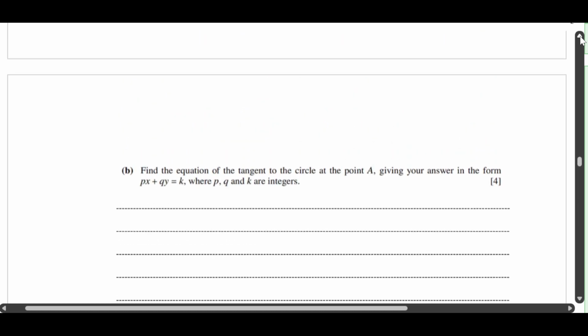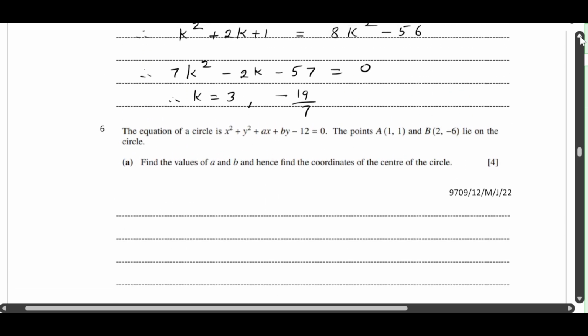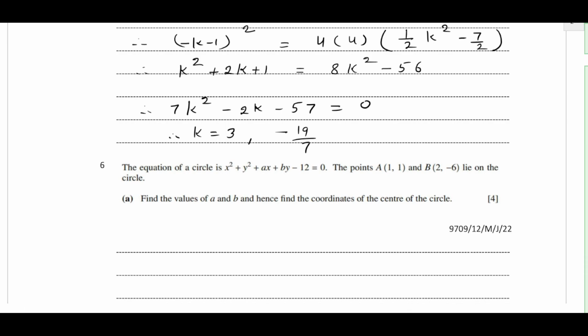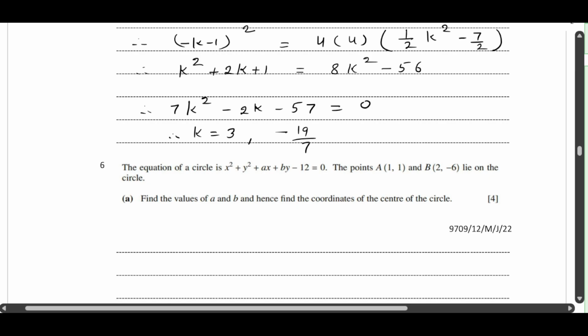I think we'll stop here, and from question number 6 onwards we'll see in our next class. In total, the paper has 11 questions, so 50% we have done. The remaining 50% we will do later.